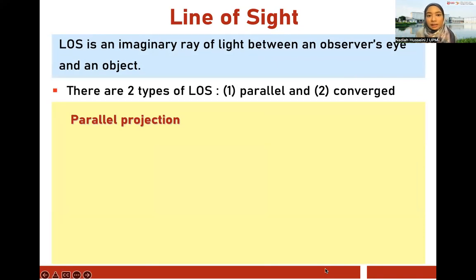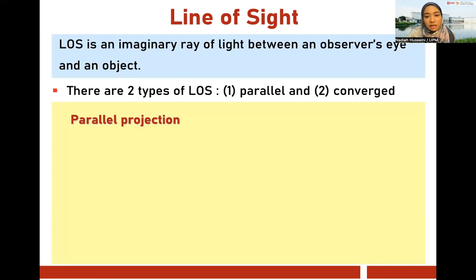So LOS or line of sight is an imaginary ray of light between an observer's eye and an object. Again, line of sight is an imaginary ray of light between the observer's eye, your eye, and the object. For example, I'm holding a, oh no, tak nampak saya punya phone. For example, my hand, okay, nampak hand. So now daripada mata saya, ray of light to the object. So that is the line of sight daripada objek ke mata, mata ke objek. Dia straight line je.